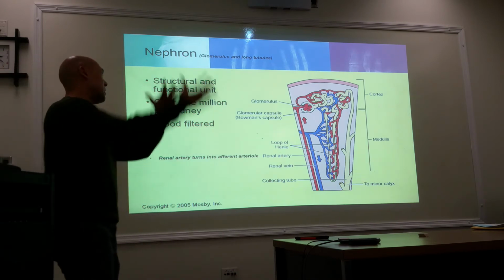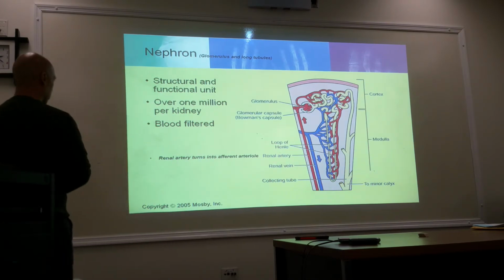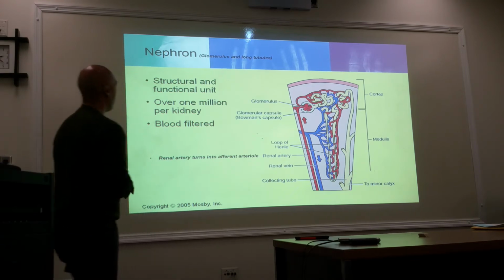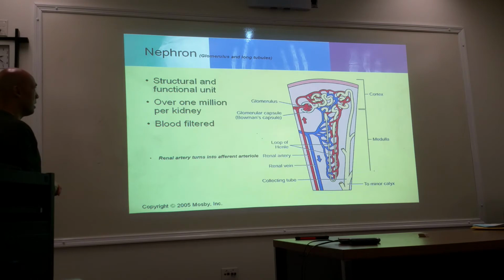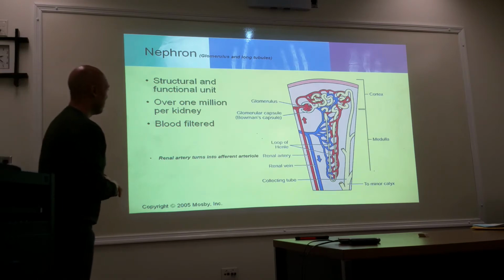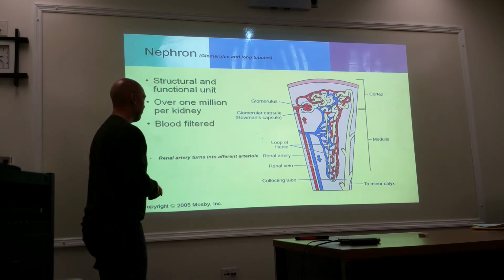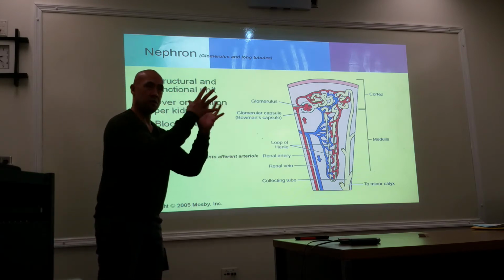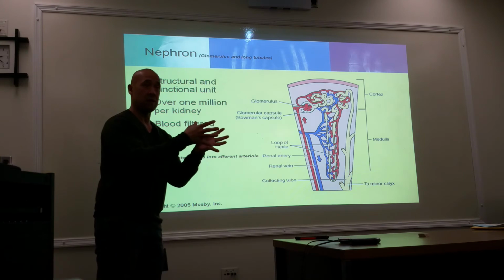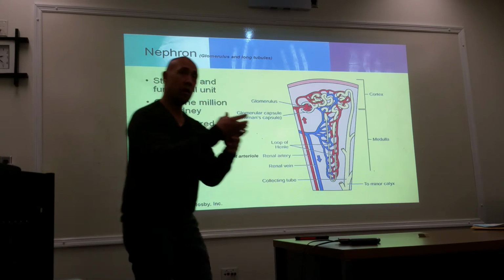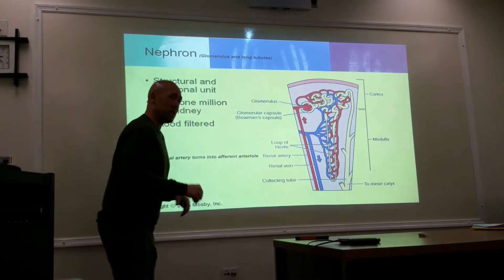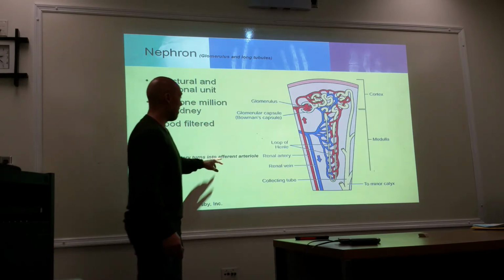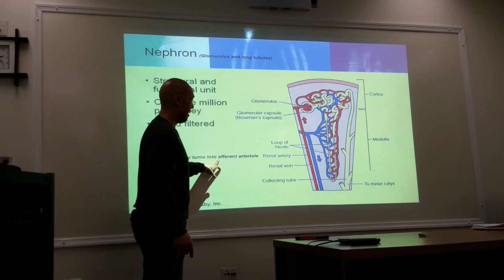All right, so in the cortex, this is where you're going to find the structural and functional unit. There are over 1 million nephrons per kidney, and this is where the blood is filtered. So remember your aorta, that's going to be your major blood vessel, major artery. It breaks down into smaller vessels as it makes its way into the kidneys, and the very smallest part of the renal artery is called the Efferent Arteriole.